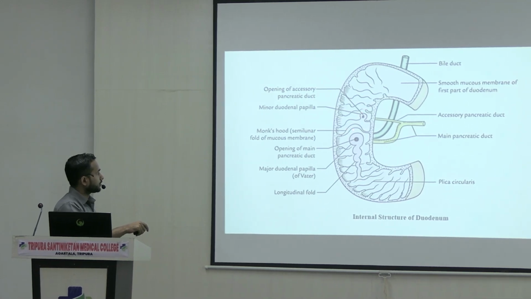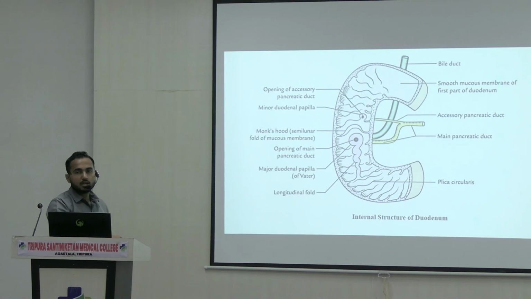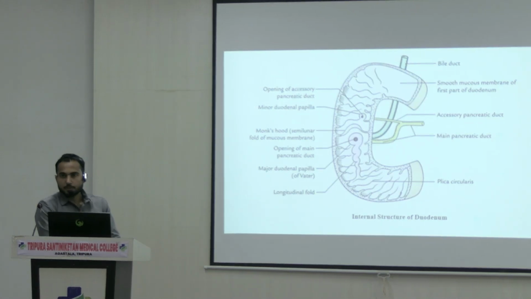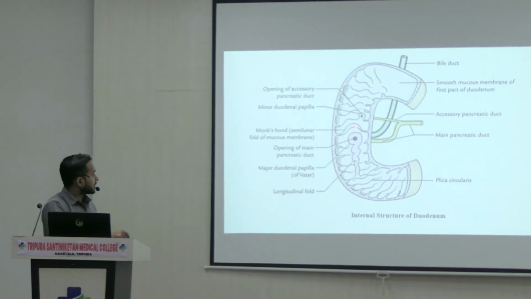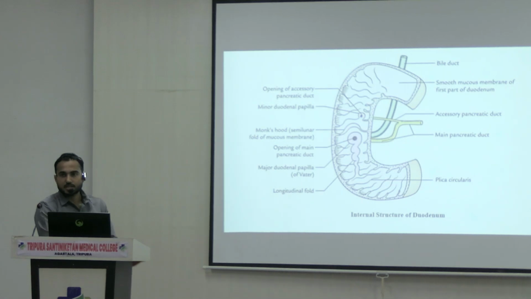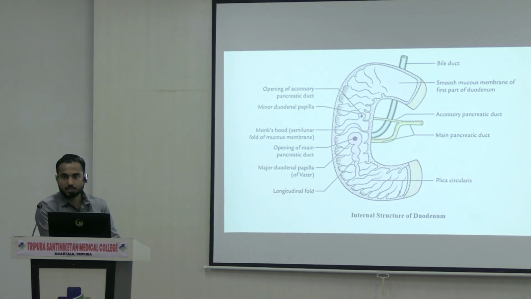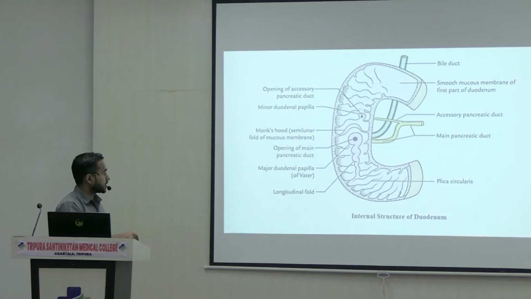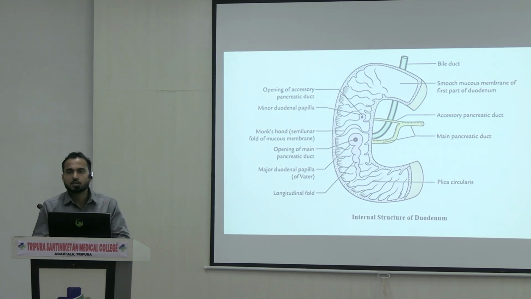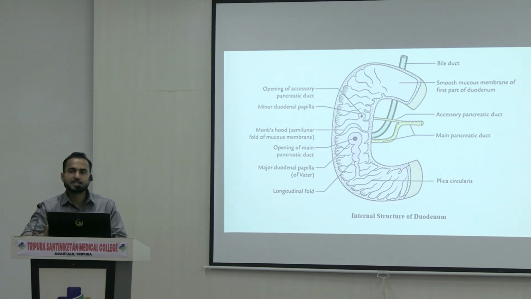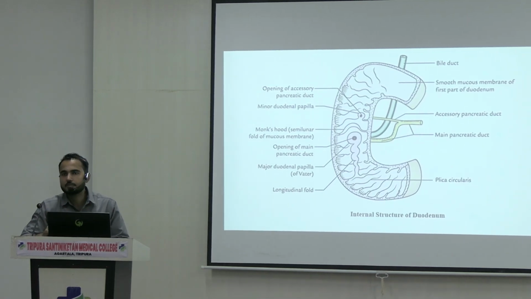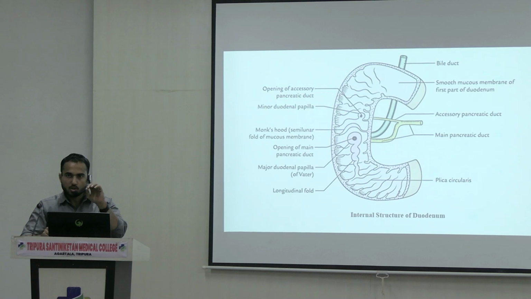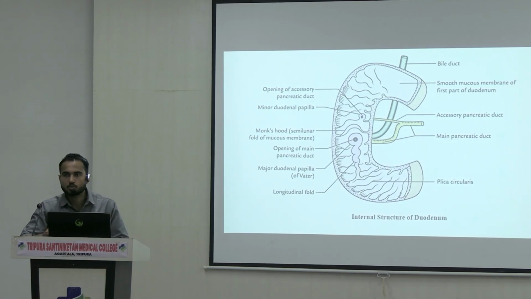Now this particular fold which is present above the major duodenal papilla is called plica semicircularis, or also called monk's hood. Okay, just like a hoodie. I hope you know how a hoodie looks. So this particular fold which is present above the major duodenal papilla is just like a hoodie. That's why it is called monk's hood.